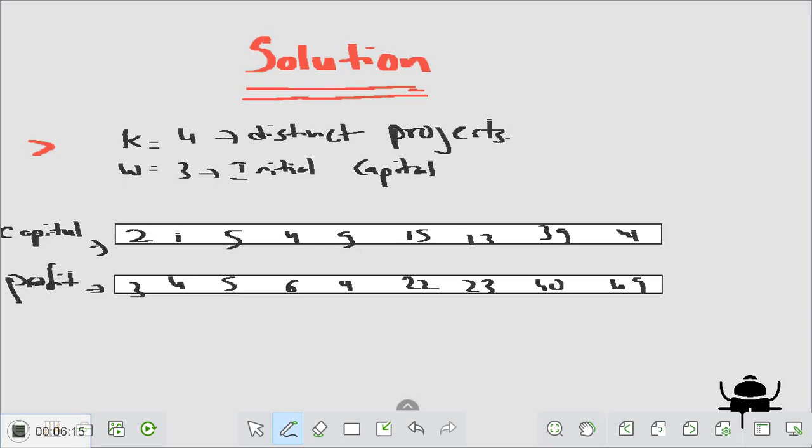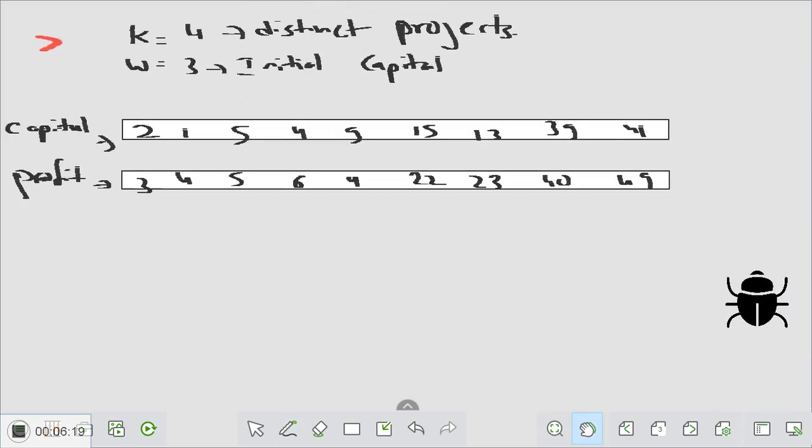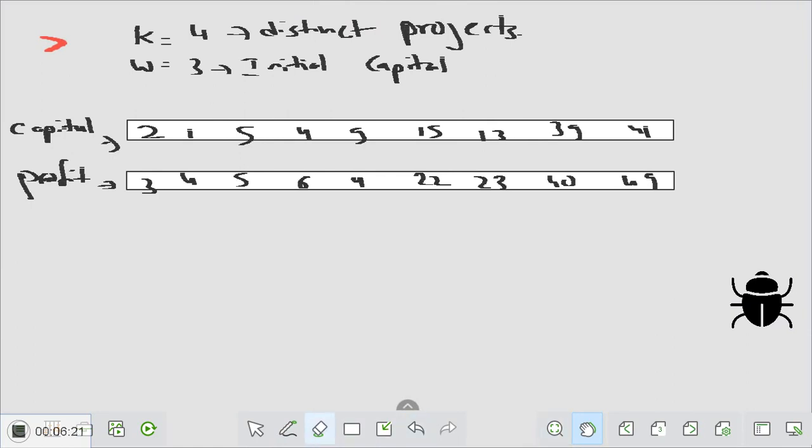So this is the problem. Now, I cannot do any project which requires a minimum capital greater than our initial capital, but since this project has a capital requirement of 2 and we have an initial capital of 3, we can do this project.